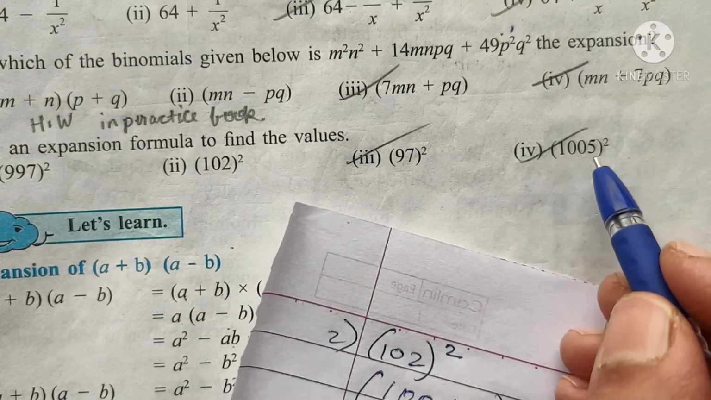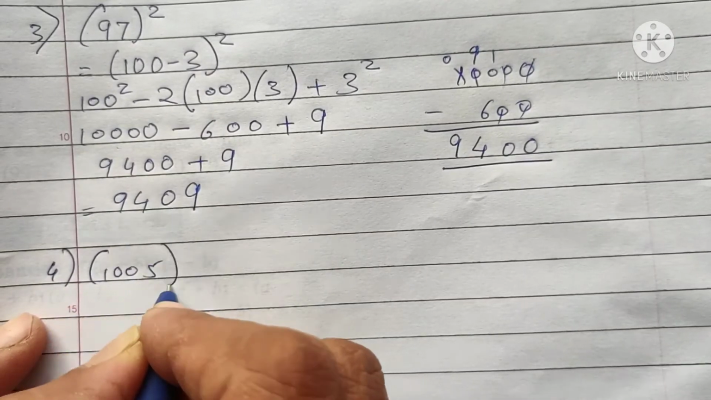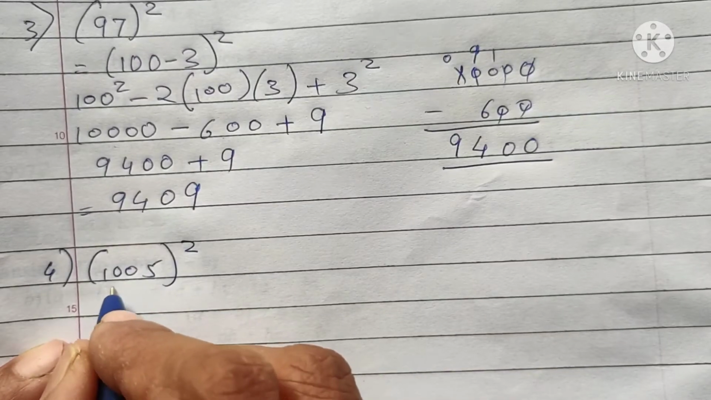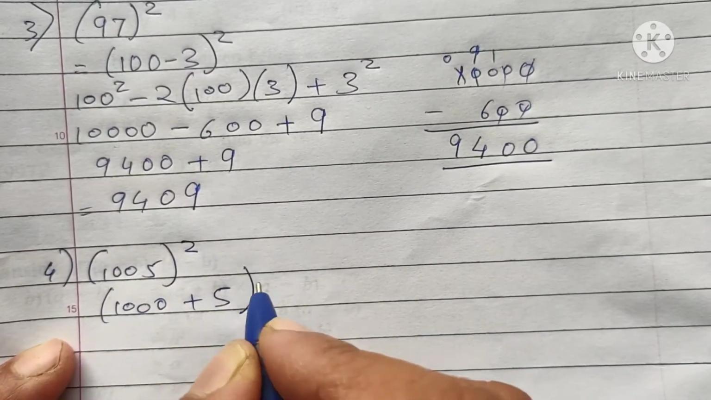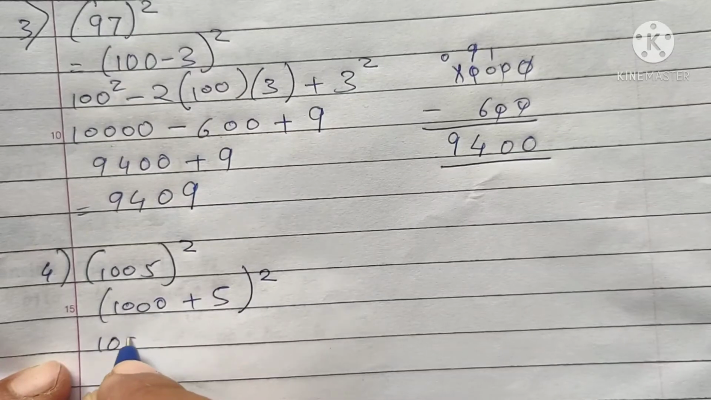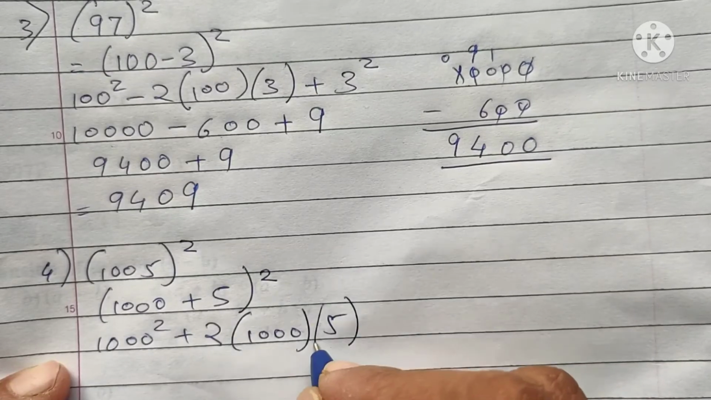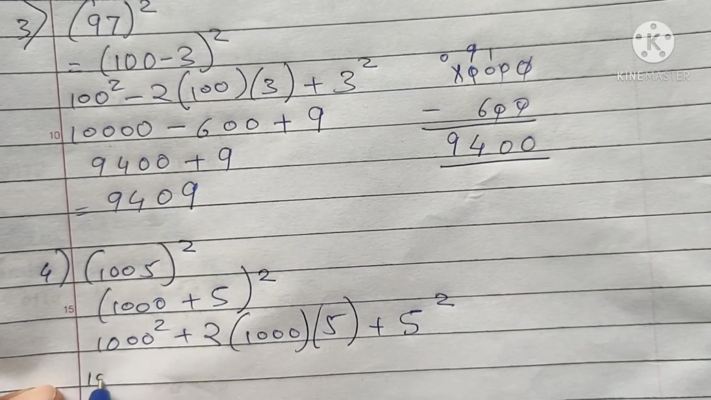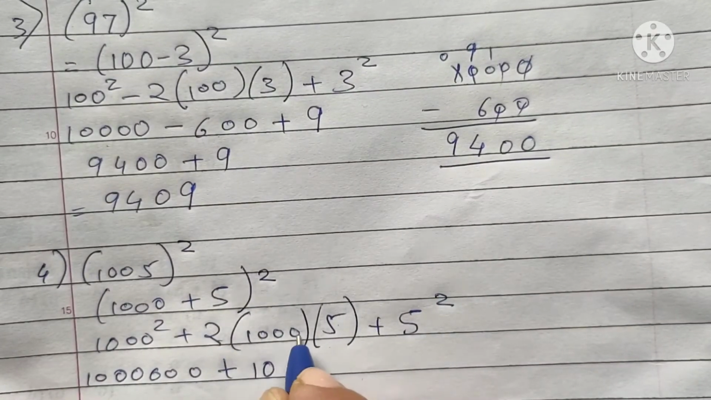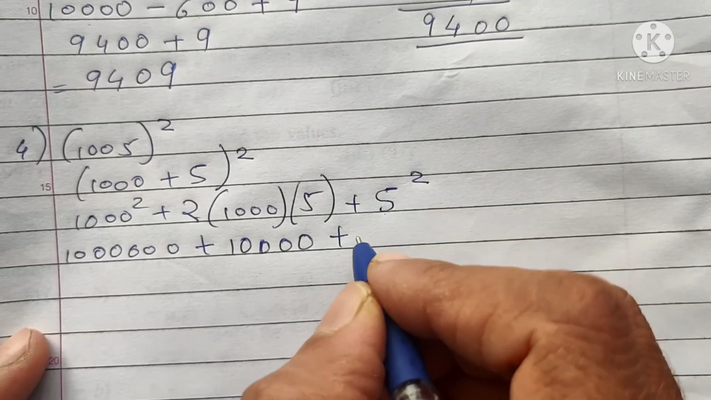The next is 1005 the whole square. Again, the nearest could be 1000 plus 5, so you have 1000 plus 5 the whole square. Again, this is of the form (a plus b) the whole square. Just repeat those many zeros. You have 5 2s are 10 and then 3 zeros. That's how easily you can multiply. And 5 square is 25.